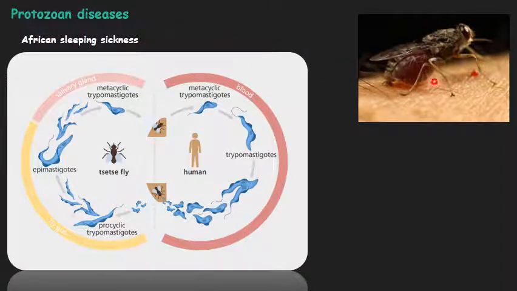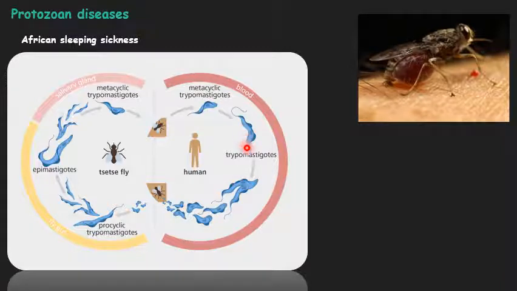So as soon as this tsetse fly bites the host organism, the metacyclic trypomastigotes enter the bloodstream and will be in the lymph nodes of the human body. So it will be multiplying, and once it has infected the bloodstream and lymph nodes, it will travel to several organs of the human body, and it will cause a lot of problems.